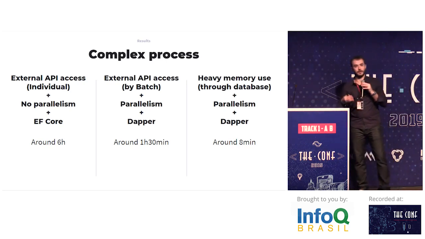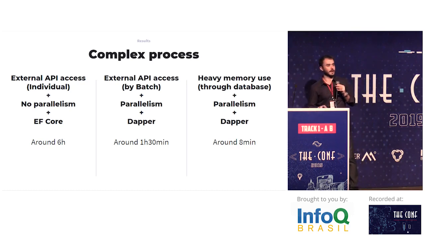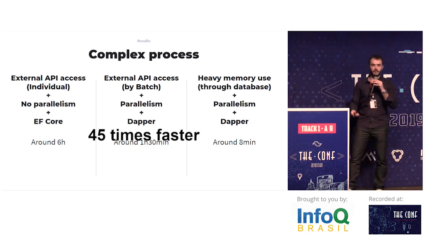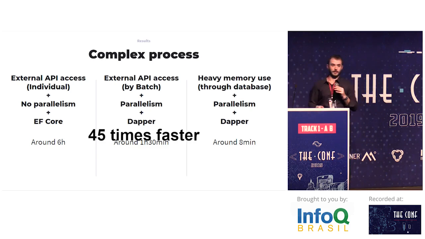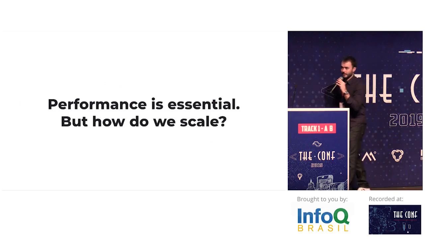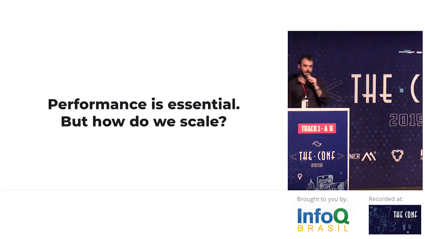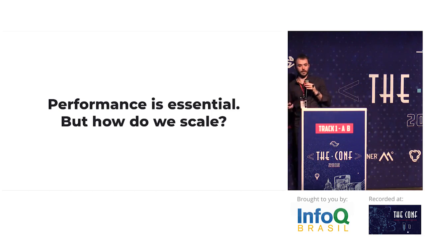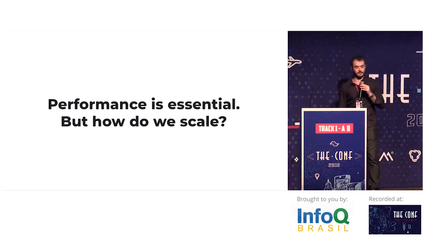We are talking about parallelism, we are talking about the use of Dapper, and we are making sure that the process runs in around 8 minutes at this point in time. 45 times faster, this is a huge performance increase for the process that we're talking about. So, we came to the realization that performance is essential. We need to make sure everything runs fast and uses as little memory and as little CPU as possible. Not exactly, but we need to make sure that these 3 points of the pyramid are running together and we don't overload the use of CPU or memory just to make things faster.